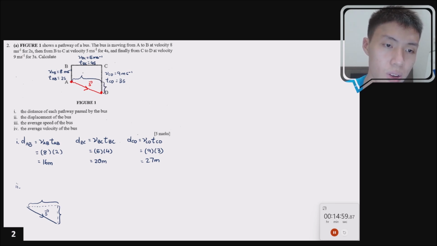This one I think is quite straightforward. It's just the distance from B to C. So this one is 20 meters.